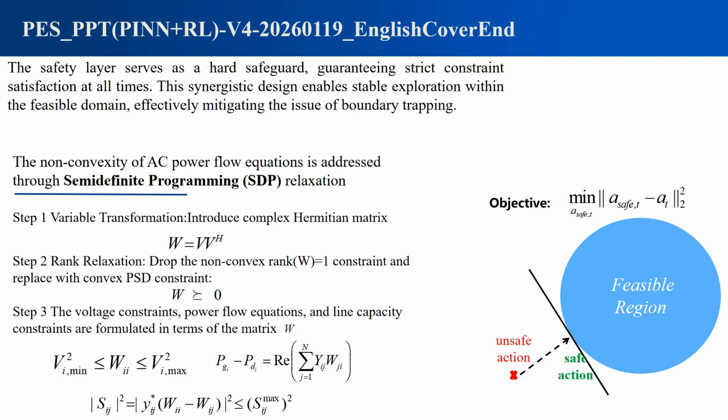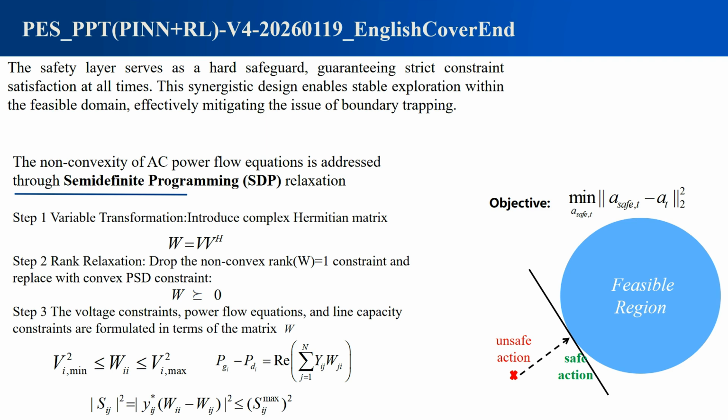The safety layer is the hard safeguard. The proposed action may be outside the feasible domain, but the delivered action is the nearest feasible action under a projection objective. The small diagram on the right captures the idea. An unsafe action is moved toward the feasible region, and the safe action is the corrected dispatch point. The objective minimizes the squared two-norm distance between a safe T and a T, so the correction changes the actor command as little as possible while enforcing constraints.